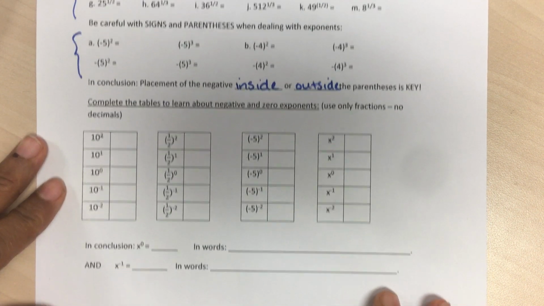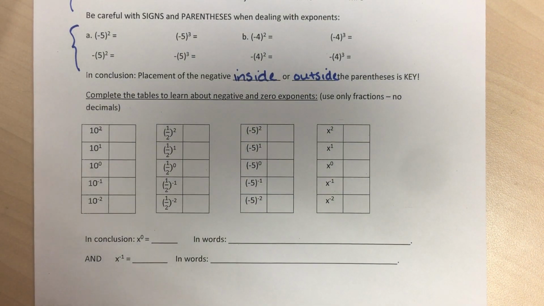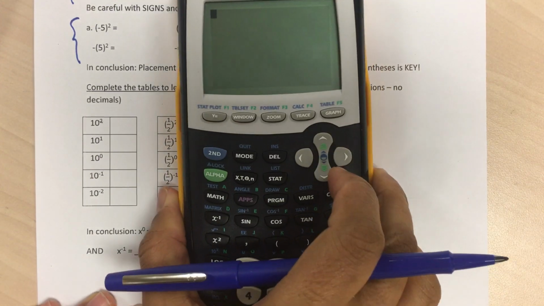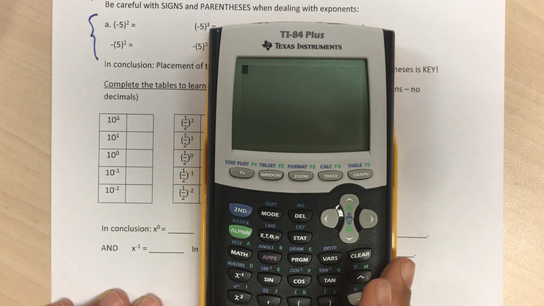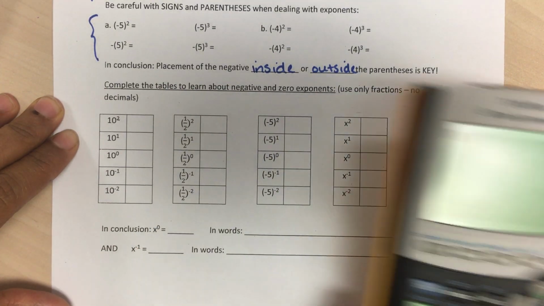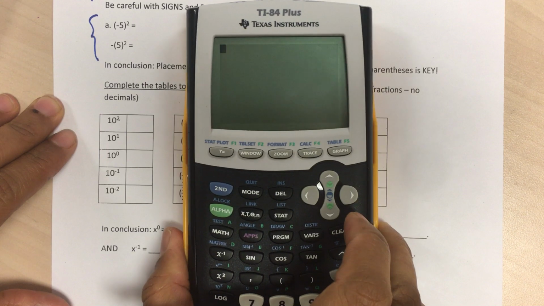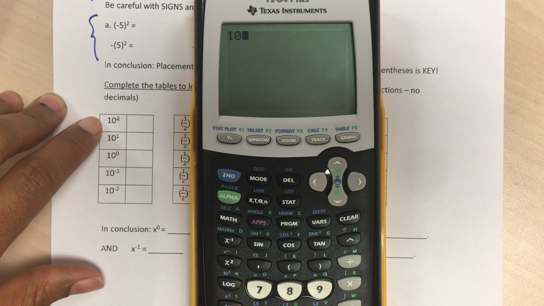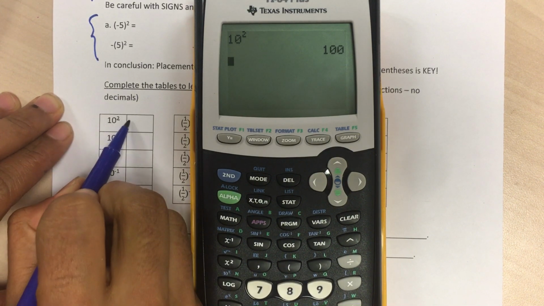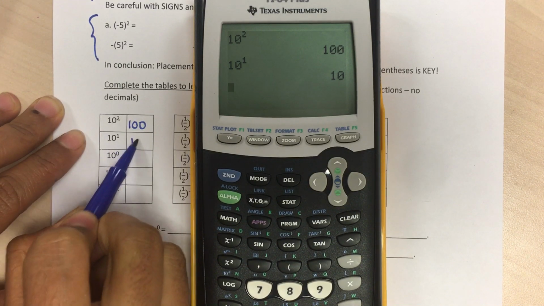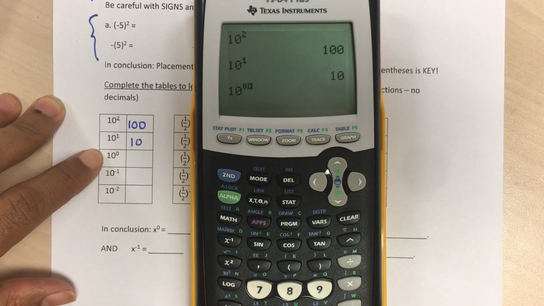For the third and final section, I want you to fill in each table. So I can do one table with you. Notice the instructions. Use only fractions, no decimals allowed. So whatever answer we get, we're going to make sure we are not keeping it as a decimal. We're going to convert it to a fraction. So I've got 10 squared. I get 100. Then I've got 10 to the first power. Raise it to a special power. Use the caret key. 10. I've got 10 raised to the 0 power.